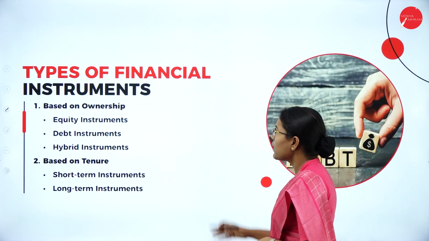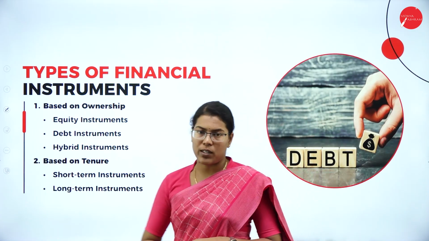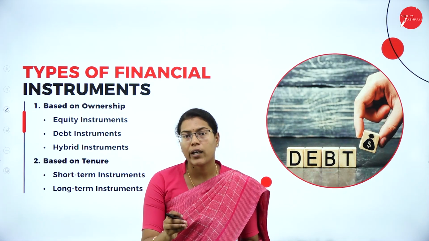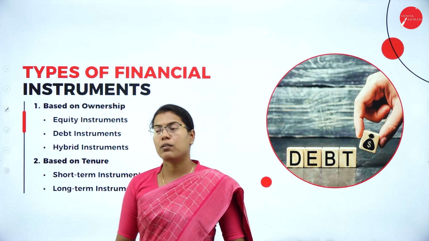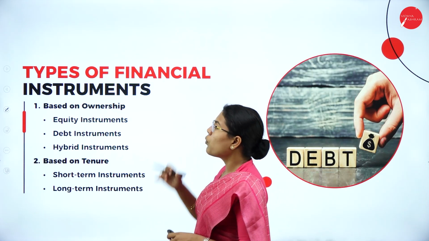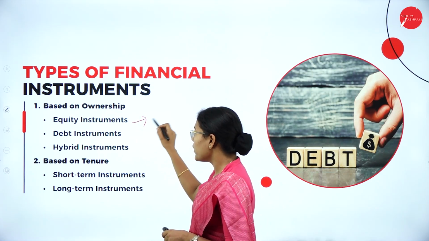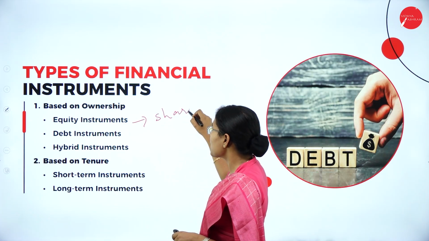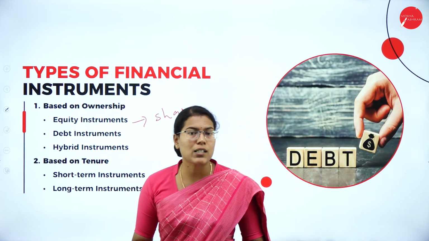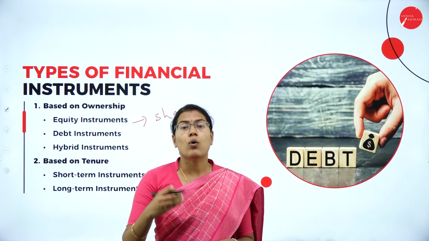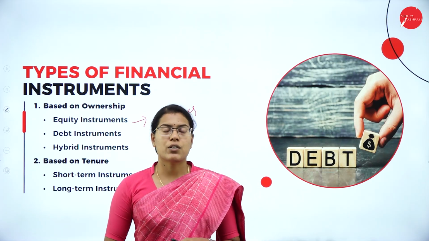Next we have the types of financial instruments. Let us see what are the types of financial instruments that are traded in the financial markets. Based on ownership, we have equity instruments. These equity instruments generally refer to the shares or the stocks of the business organization, because these instruments give an ownership right for the shareholder.